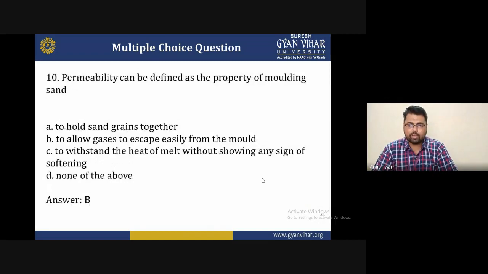Tenth: permeability can be defined as the property of a molding sand. The options are A, to hold sand grains together; B, to allow gases to escape easily from the mold; C, to withstand the heat of a mold without showing any sign of softening; D, none of the above. So the correct answer is B: permeability is the property of molding sand to allow gases to escape easily from the mold.